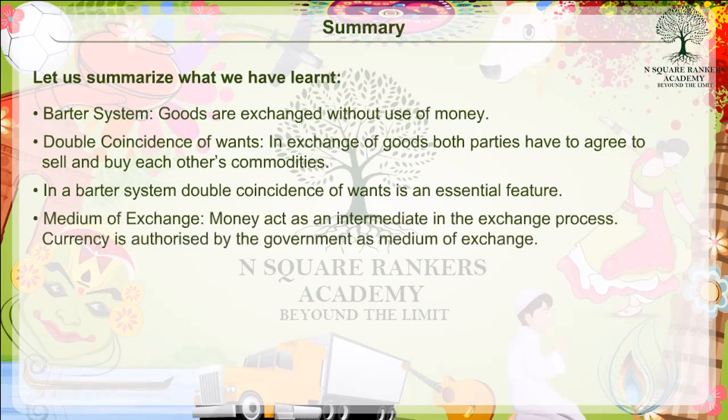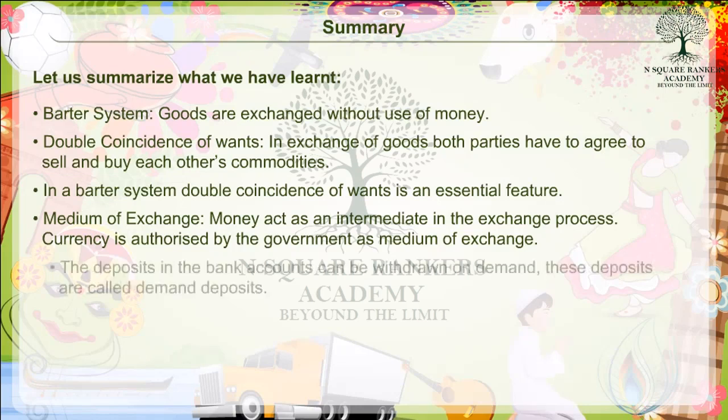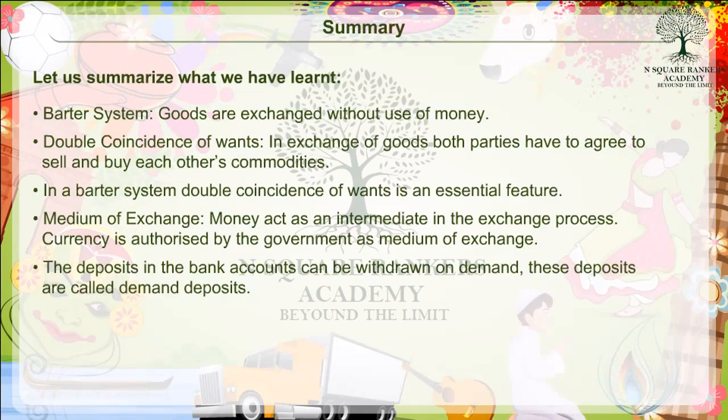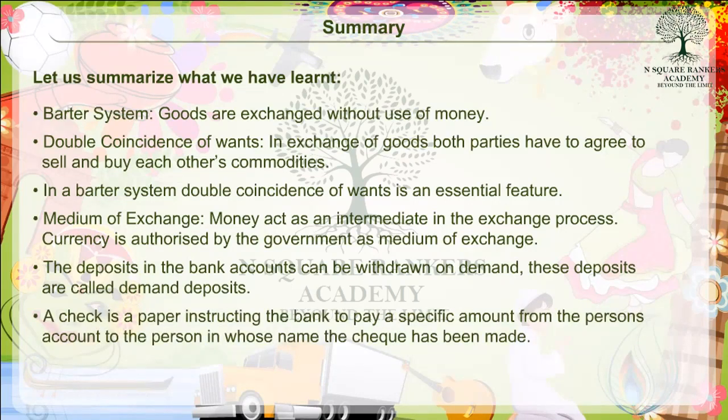Medium of exchange. Money acts as an intermediary in the exchange process. Currency is authorized by the government as a medium of exchange. The deposits in bank accounts can be withdrawn on demand. These deposits are called demand deposits. A check is a paper instructing the bank to pay a specific amount from the person's account to the person in whose name the check has been made. Credit.